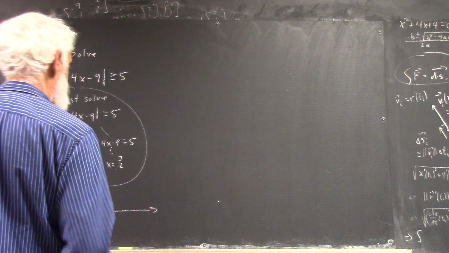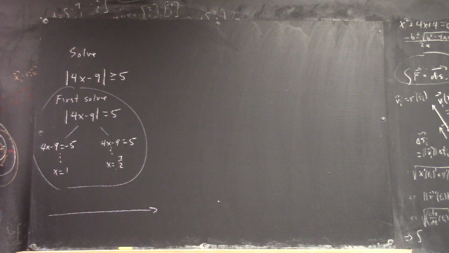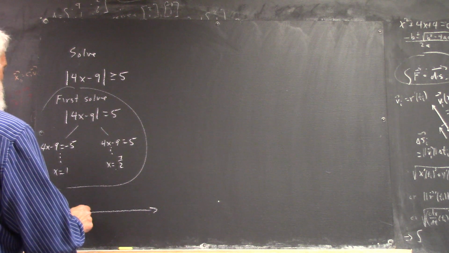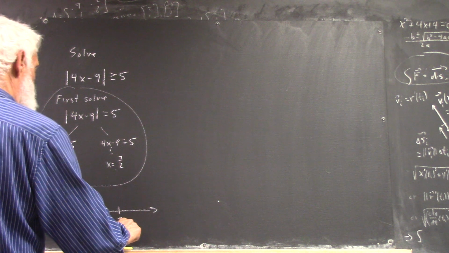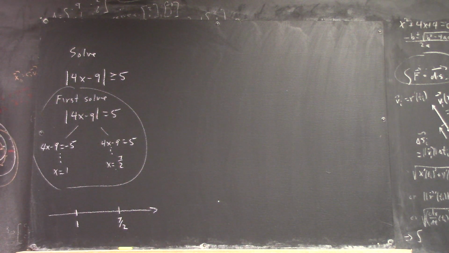So now we can do something you're familiar with. You weren't when we first did absolute value stuff back a long time ago. But we take our x-axis and we locate 1 and 7/2. Okay? And then what do you think we do? Well, a lot like what we did with polynomials.